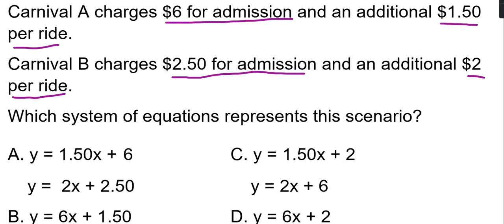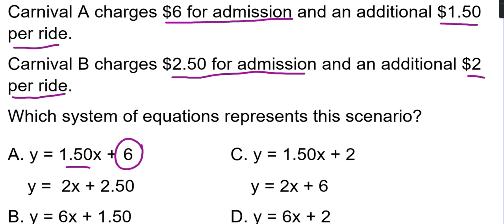So if I go on 1 ride, I spend it once. If I go on 2 rides, I spend it twice. So we're multiplying $1.50 by our variable, which is the number of rides that we go on. So if you look at the first one, you have initial value of 6 just one time, and $1.50 multiplied by x, the number of rides. So that looks correct. Let's check if the second equation works for the second carnival.